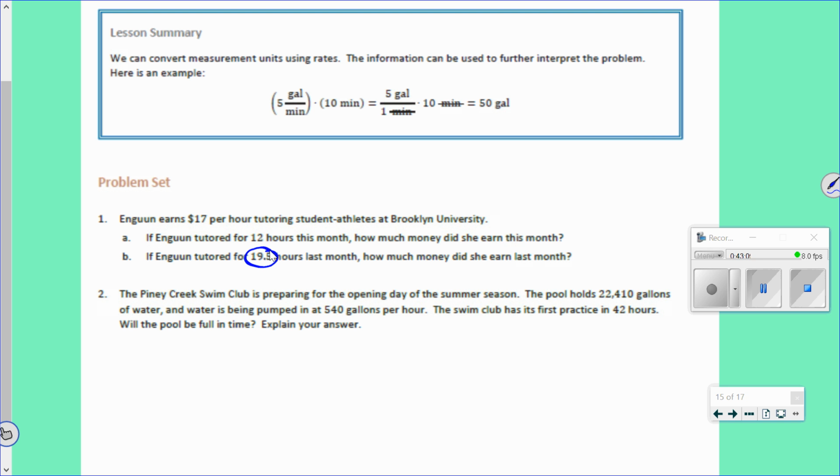And on this one, please make sure you understand the question. Will the pool be full in time? So basically, do they make the amount that they need or not? Answer the question as it's asked. Don't just throw a bunch of numbers in there and expect us to interpret your answer. Any questions on anything we've covered today? Okay, homework should be relatively simple, guys.